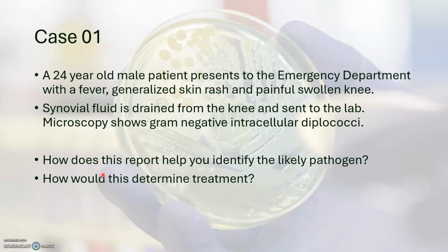As usual, we start with a case. This is a 24-year-old male who presents to the emergency department with fever, generalized skin rash, and a painful swollen knee. Synovial fluid is drained from his knee and sent to the lab, and it shows gram-negative intracellular diplococci. I'd like you to pause the video and figure out how this report helps you to identify the likely pathogen and how this might determine further treatment in this patient.